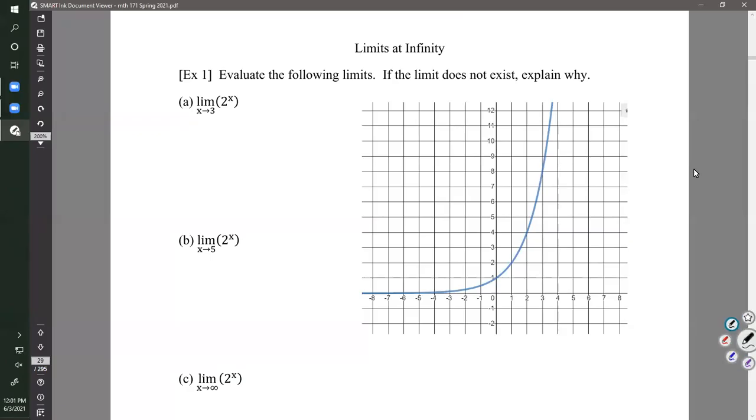Okay, so today we're going to do limits at infinity. Example 1 says evaluate the following limits. If the limit does not exist, explain why. So go ahead and do A and B. This is what we did yesterday, and then I'll do C and D with you guys.